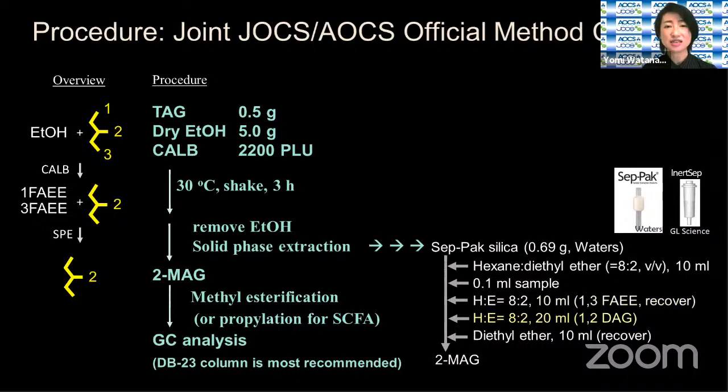Any DAG is rinsed out with the next 20 milliliters of the same mixed solvent. Finally, the 2-mag is recovered by elution with 10 milliliters of diethyl ether. This entire recovery process takes only 5 to 10 minutes, which saves lots of time compared to the conventional TLC or column fractionation.